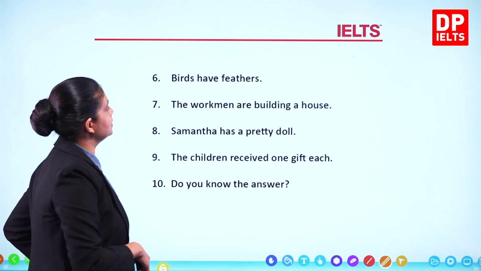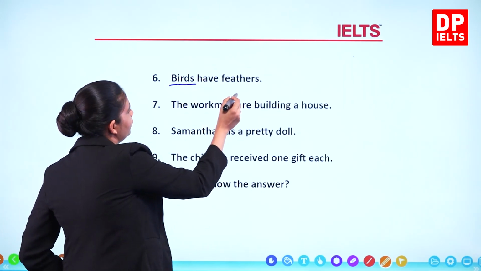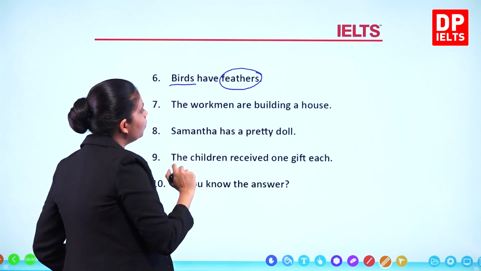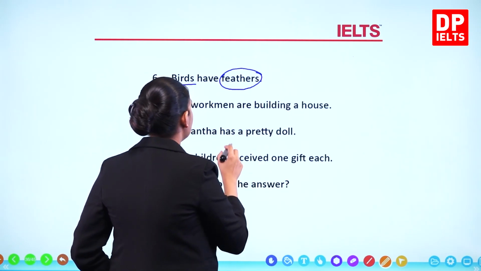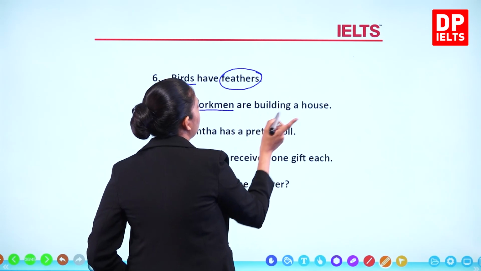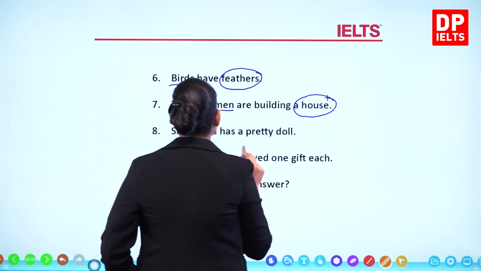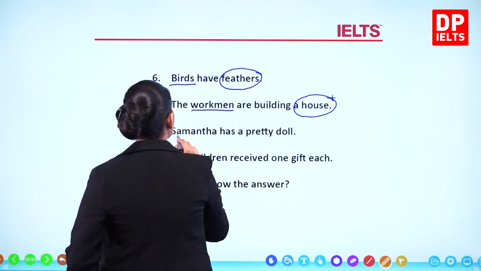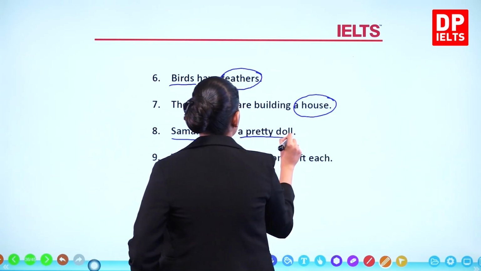Birds have feathers. Who has feathers? Birds. What do they have? Feathers. The workmen are building a house. Who is building a house? The workmen. What are they building? A house. Samantha has a pretty doll. Who has a pretty doll? Samantha. What does she have? A pretty doll.